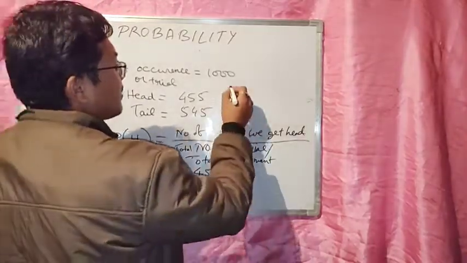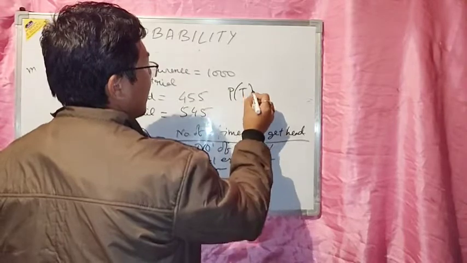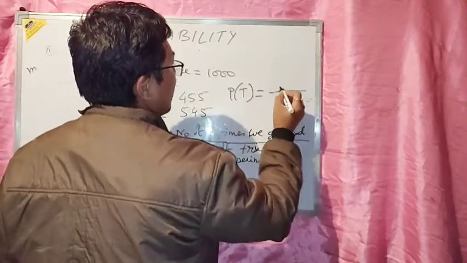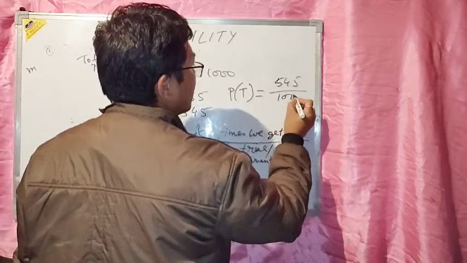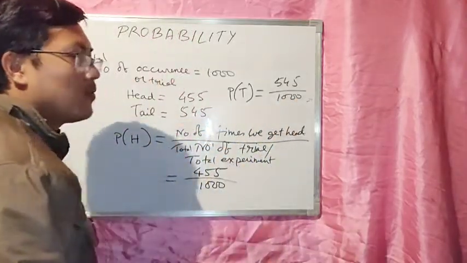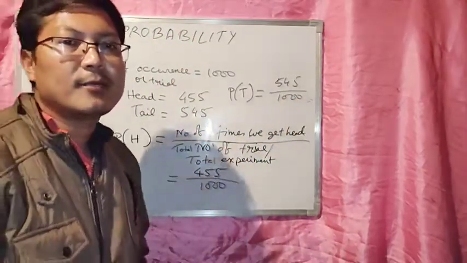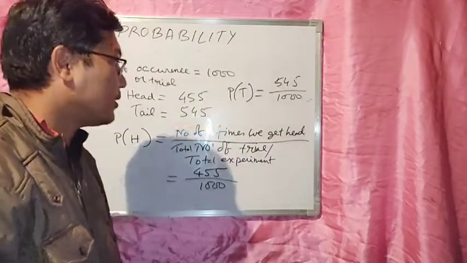In the same case, probability of tail: how many times? 545. Then this will be 545 over 1000. Okay? This will be the answer.